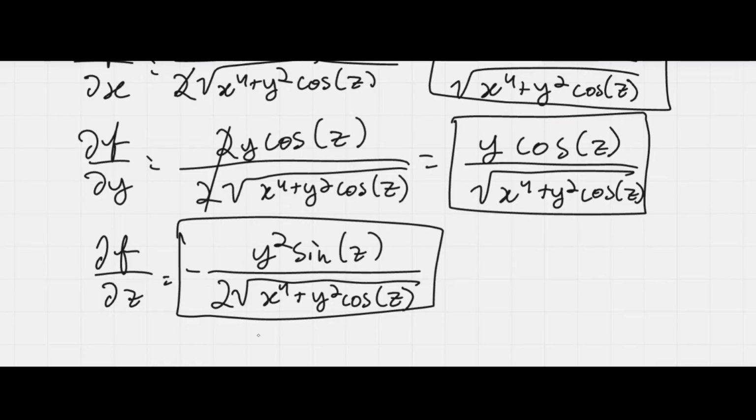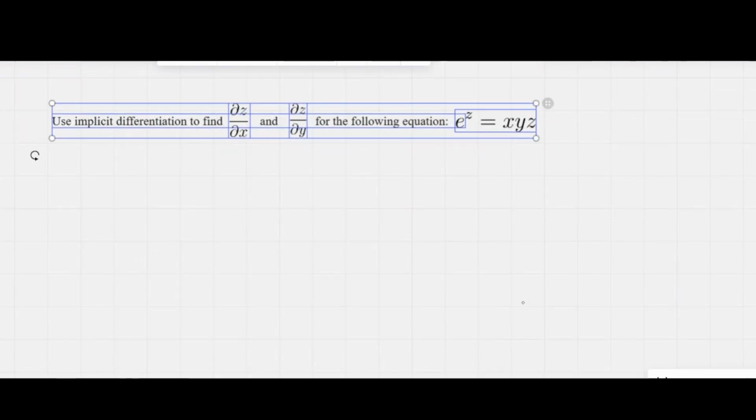Let's look at another problem, this time dealing with implicit differentiation. This question is asking us to use implicit differentiation to find the partial derivative of z with respect to x and z with respect to y for the following equation: e to the power of z is equal to xyz, assuming that z is defined implicitly as a function of x and y.